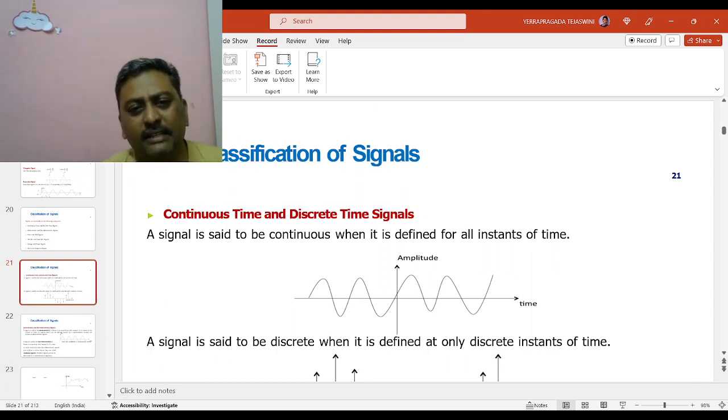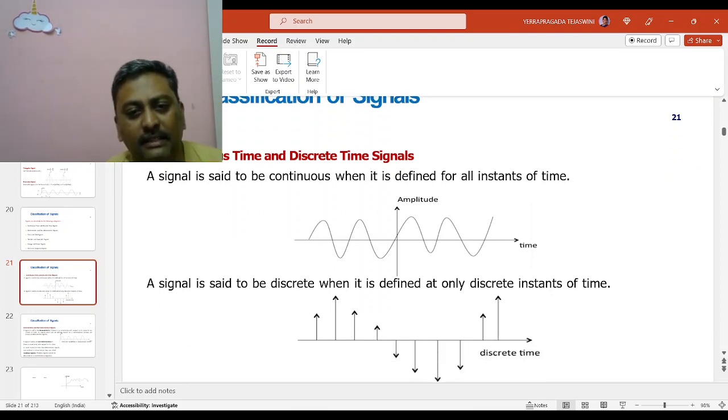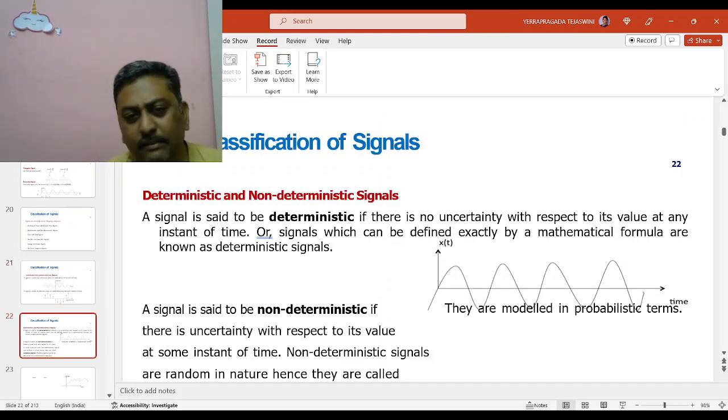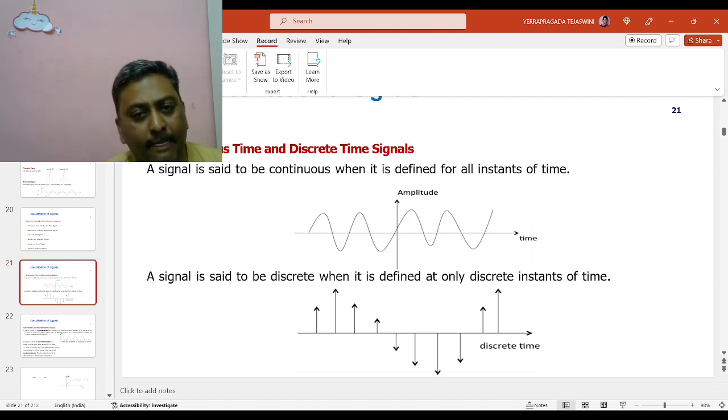As seen in the earlier slides, a signal is said to be continuous when it is defined for all instants of time. That is, if you are dealing with an analog signal, you would have continuous values for the signal, and it is called a continuous time signal. And a signal is said to be discrete when it is defined at only discrete instants of time. That is, at one particular instant you would be defining the signal, which is called a discrete time signal. Now, the further classification of signals we will be seeing in the next lecture.